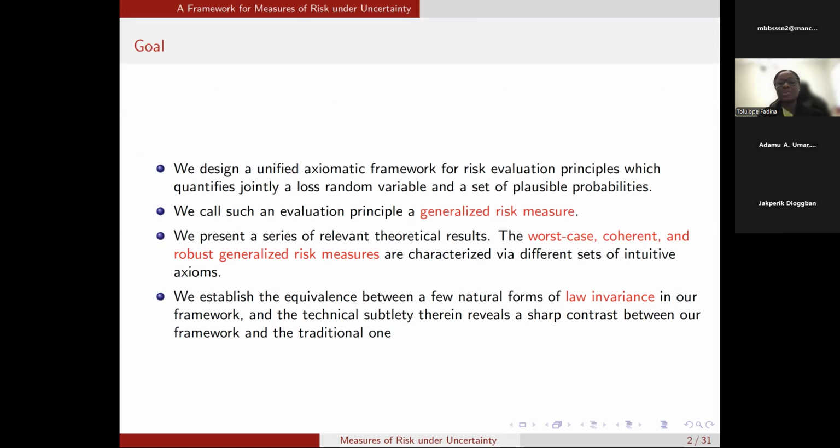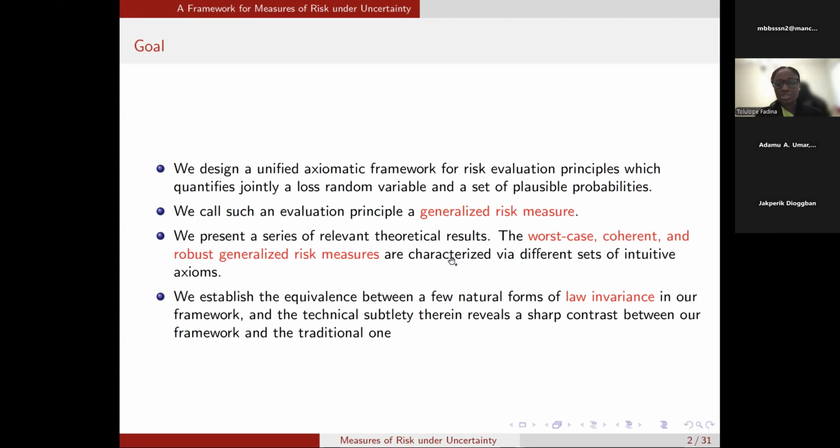Okay. So basically, it is more like the goal. And what we did in this particular paper is that we define risk measure, but now instead of just defining risk measure on a set of random losses that we all know, we define risk measure jointly on a set of random losses and also on the set of probability measures. So basically, we are trying to factor in model uncertainty in our definition for risk measure. And then we call this particular risk measure generalized risk measure.